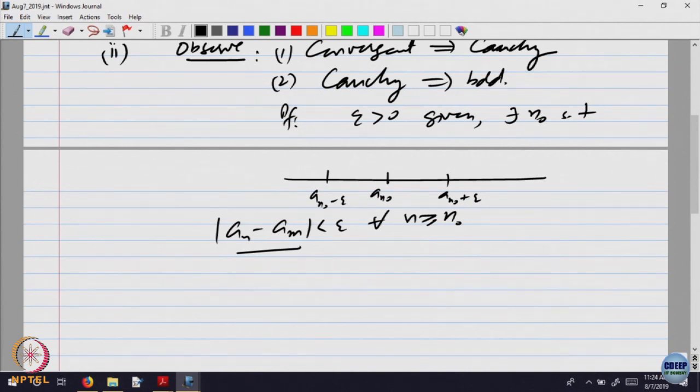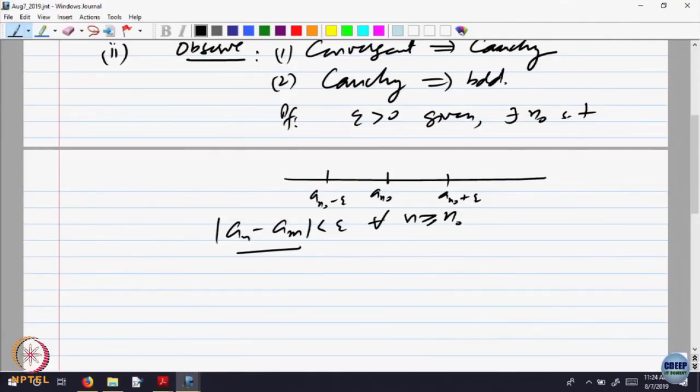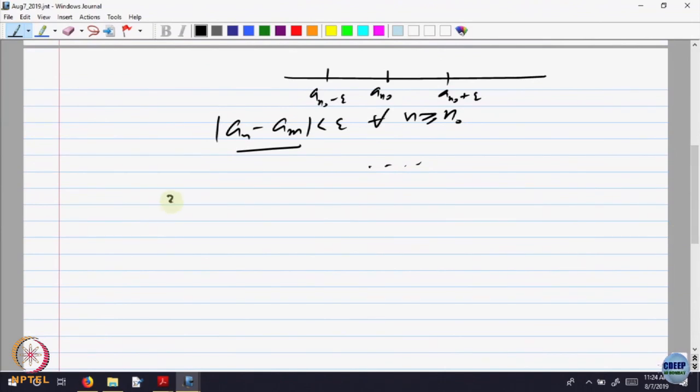So, how many will be outside? Maybe a 1, maybe a 2, maybe a n naught minus 1, again finitely many. So, like we have shown every convergent sequence is bounded, same proof repeated, essentially saying that if it is Cauchy, then it must be bounded. The minimum of a 1, a 2, a n naught minus 1 and a n naught minus epsilon, call it alpha, the maximum of a 1, a 2, a n naught minus 1 and a n naught plus epsilon as beta, then everything will be inside. Is that okay? Same proof, basically same idea. Okay. So, Cauchy implies bounded.